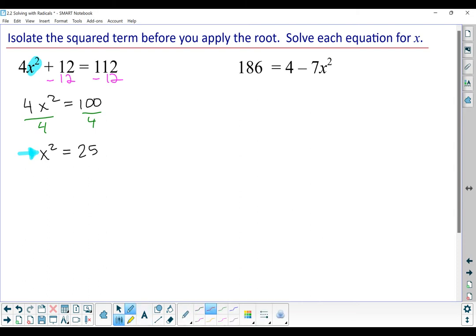When we're solving equations and we apply a square root to both sides of our equations, we need to remember we have a positive and negative answer. Our equation has two solutions. In this case, they are positive and negative 5.